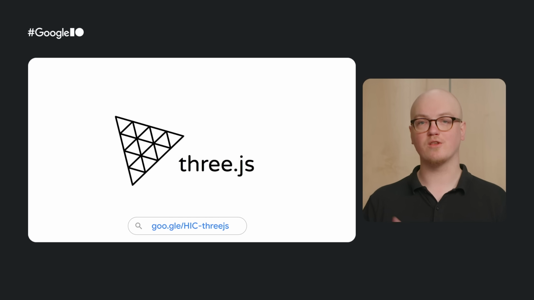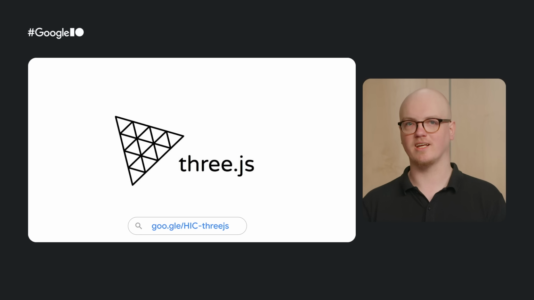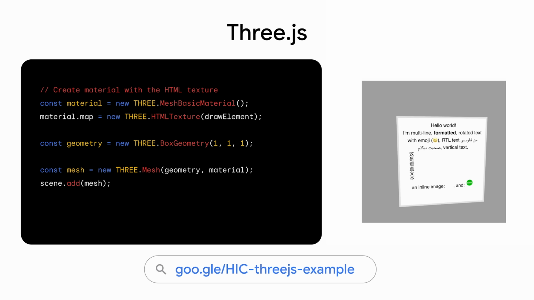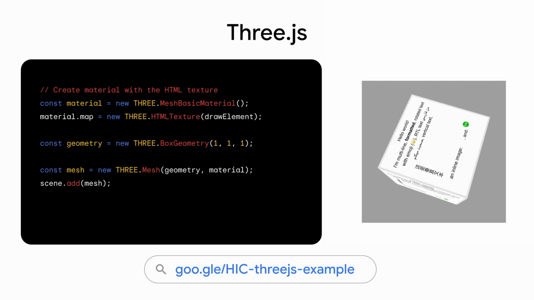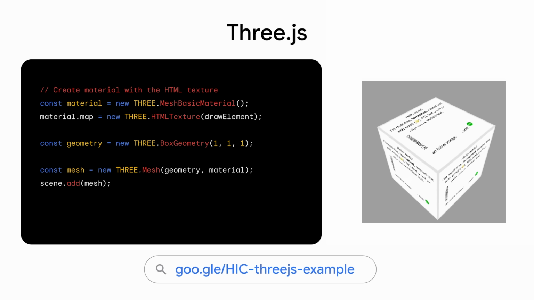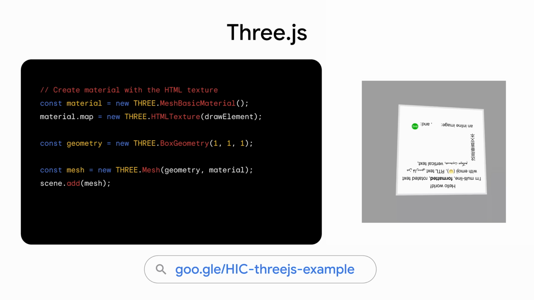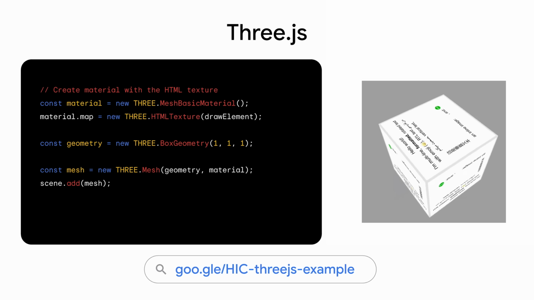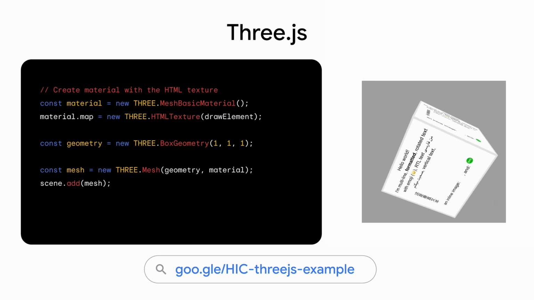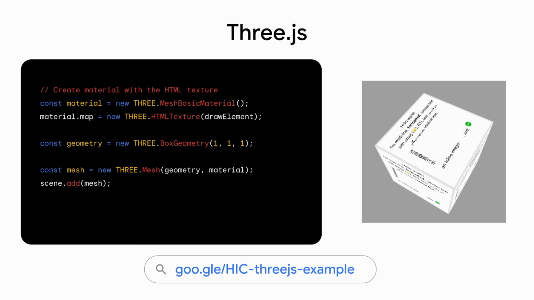I'm happy to share that Three.JS has already landed experimental support for HTML in Canvas, which you can dig into more at this link. Using the API with Three.JS is very simple. You can create a material and then set the map of that material using the new HTMLTexture method, passing in the DOM element to be rendered. Then you just create a mesh using some geometry like a box and applying that material, and boom.